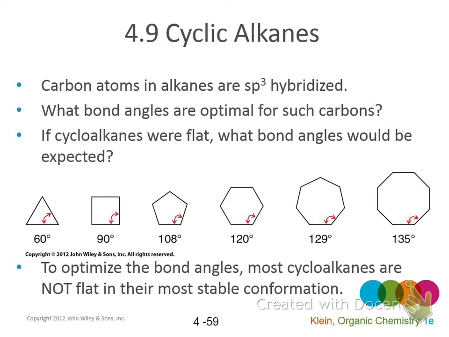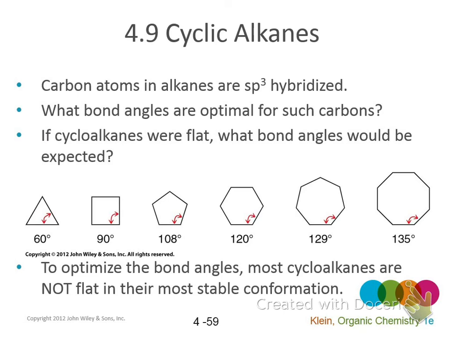Okay, so you'll notice if you draw cycloalkanes and make them flat, that bond angle would be 60. That one has to be flat, right? Because it's 3 points and describes a plane. This one would be 90, this would be 108, this would be 120, 129, and 135. There's this concept of something called angle strain, okay? Molecules like cycloalkanes, where the atoms are sp3 hybridized, want to be at a 109.5 degree angle. So if they're not at a 109.5 degree angle, they will bend to try to achieve that angle. So let me build a cyclo-something-ane for you.